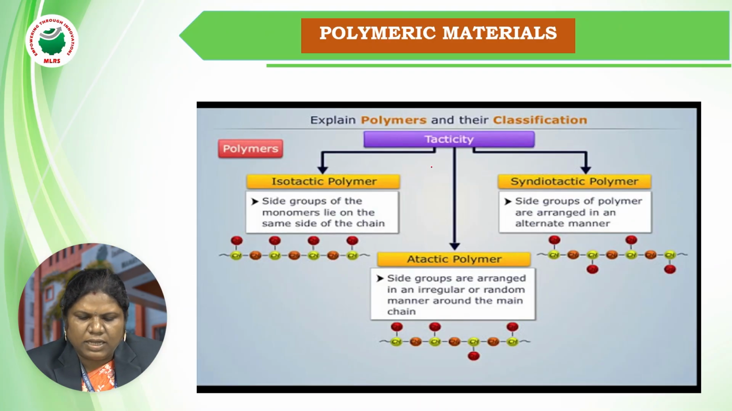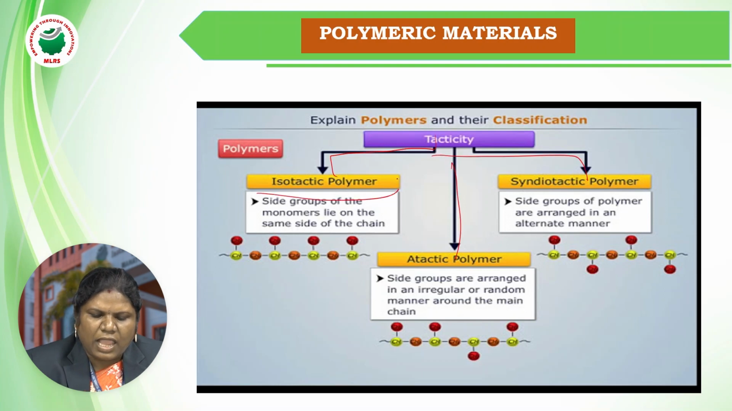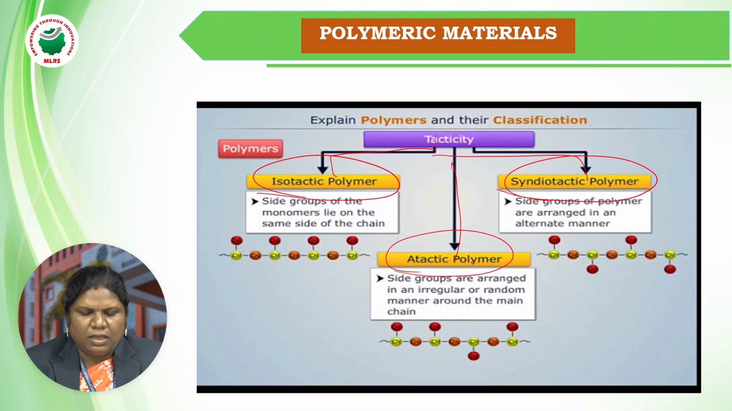Here we can see that based on tacticity, they are divided into three types: isotactic, syndiotactic, and atactic. Here we can see this is the linear polymer chain. In isotactic, side groups of the monomers lie on the same side of the chain. This is the linear polymer chain, and these side groups are represented with the red color balls. These are arranged in the same line. This is called the isotactic polymer.